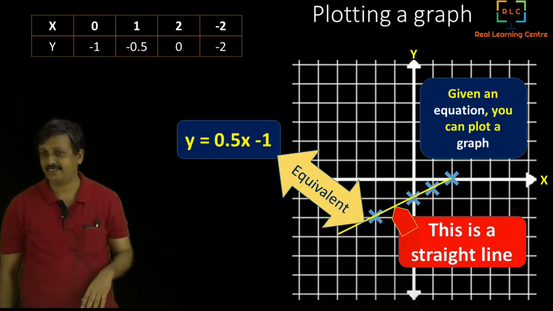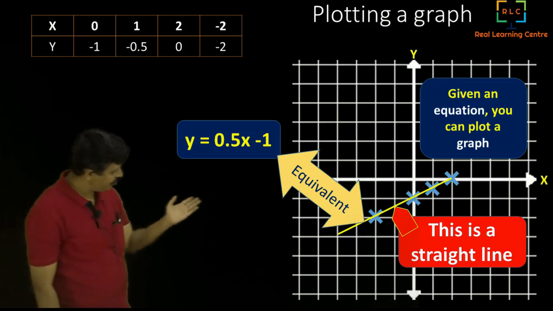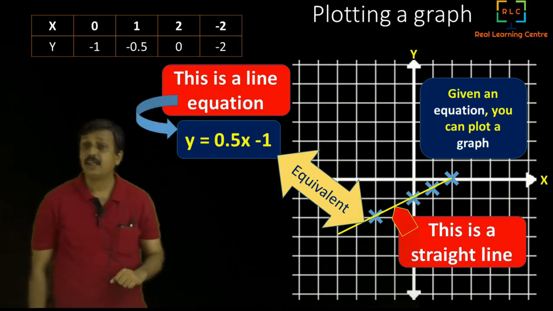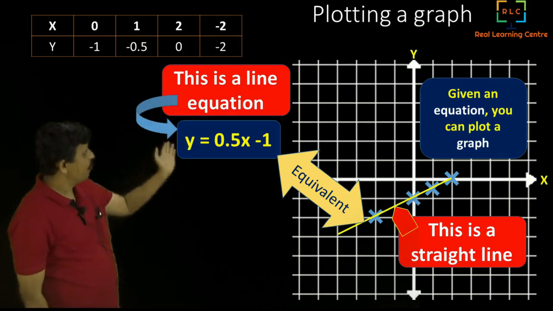This is a straight line. In the graph, what graph is this? This is a straight line graph. Similarly, this one is actually a straight line equation.